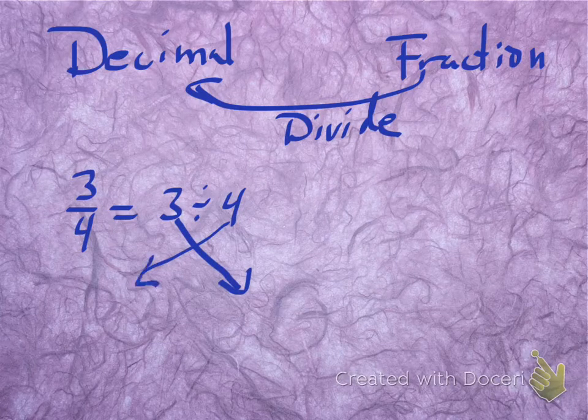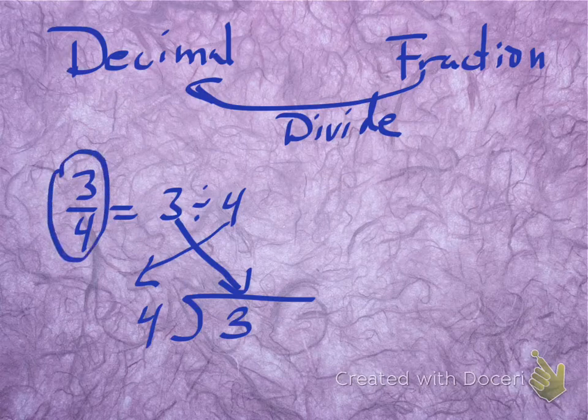Bow ties are big in math. So the 3 that's being divided goes inside the sign, and the 4 that we're dividing by goes outside. And don't freak out that you're dividing by a bigger number. If you started with a proper fraction, of course the bottom's always bigger. So the bigger number's outside.